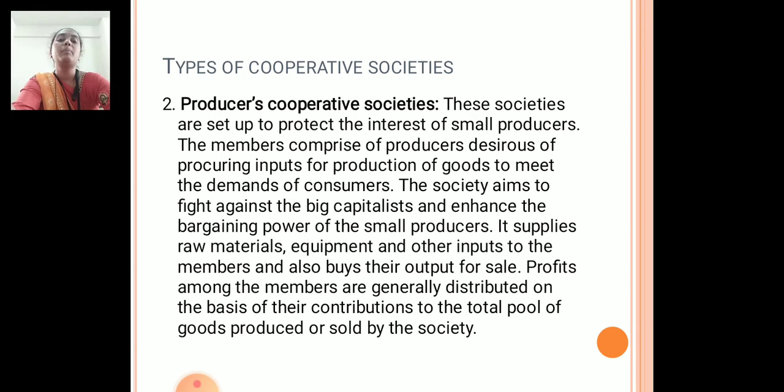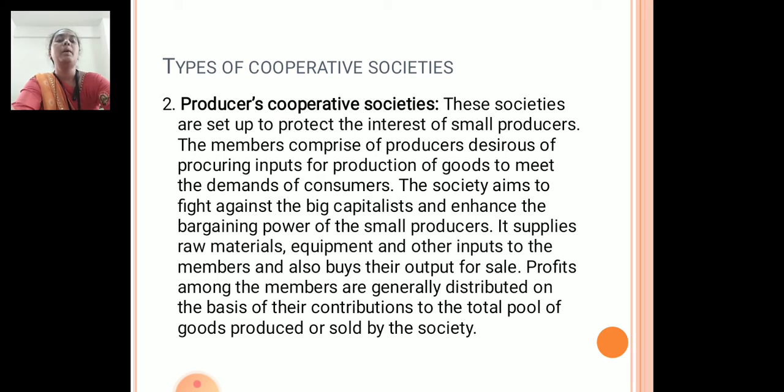Whatever is required will be given. They require raw material, they require equipment, and every input will be provided to these small producers who are the members of this society. If they are not able to sell their products, even for that they will be helped. If there are any profits, they will generally be distributed on the basis of their contribution to the total pool of goods produced or sold by the society. Again, it depends on how much contribution they have made to the total capital or to the total pool of goods.